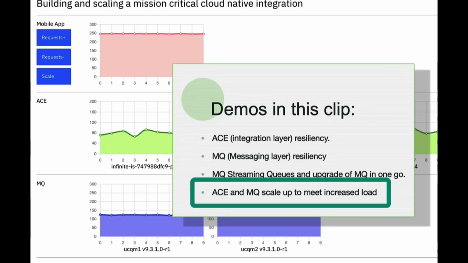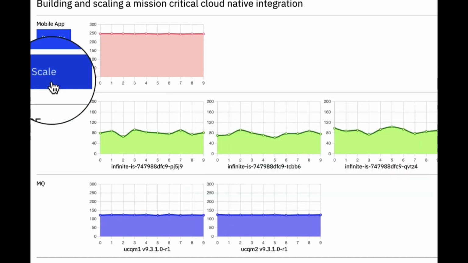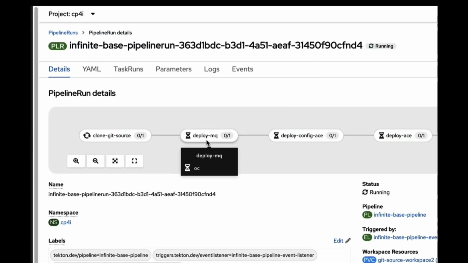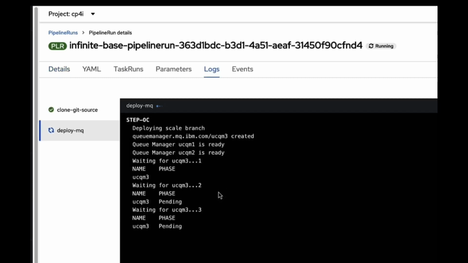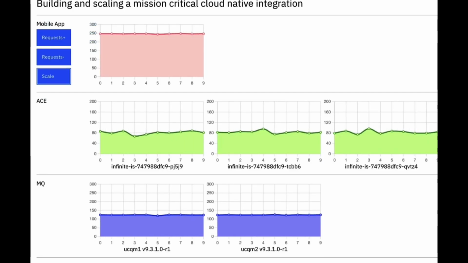Okay, last step that I want to show you is around scalability. So the way we show this is in the dashboard again. We press scale, and what that does is kick off another build pipeline inside OpenShift. Inside OpenShift, we now have a pipeline that will install a new MQ cluster and a new integration server. So here we can see the logs inside the pipeline starting to provision an MQ cluster with native HA, and it will join the other two in a so-called uniform cluster.